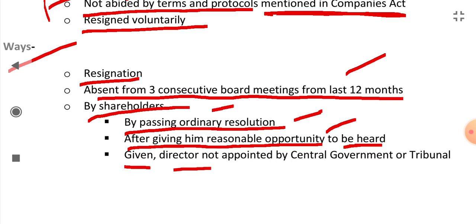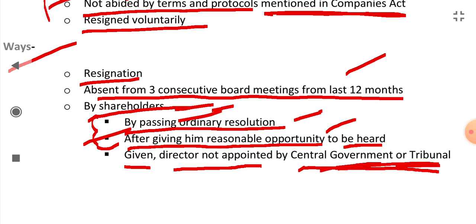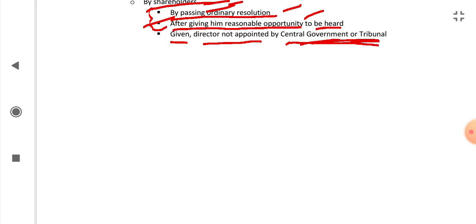Given the director is not appointed by the central government or tribunal, a director can be removed in these ways. If that director is appointed by the central government or tribunal, the shareholders cannot remove him like this. So this was the director: meaning, definition, powers, duties, etc.